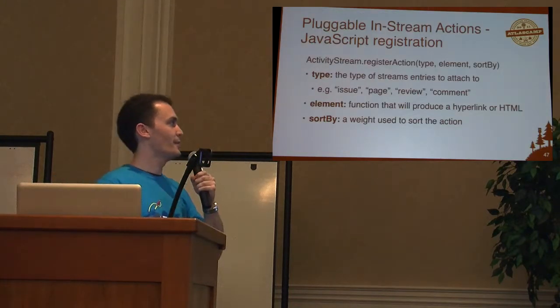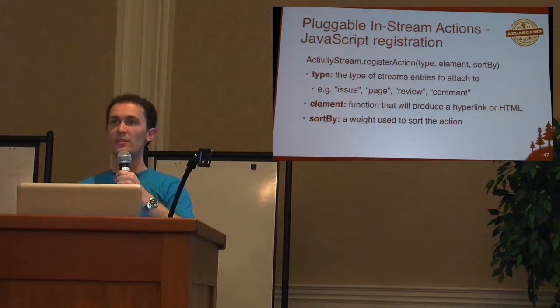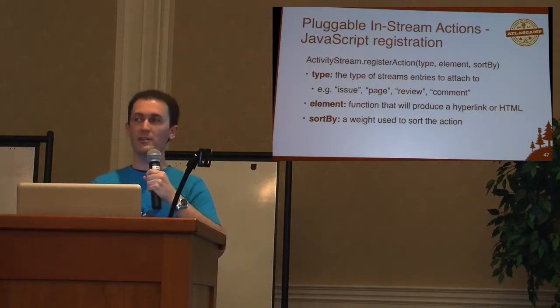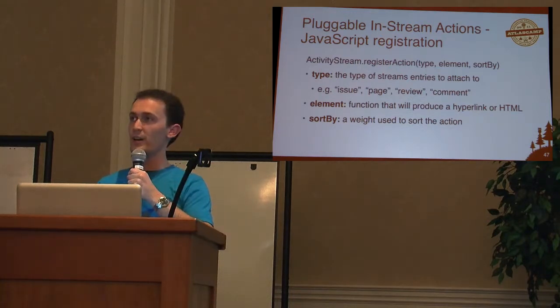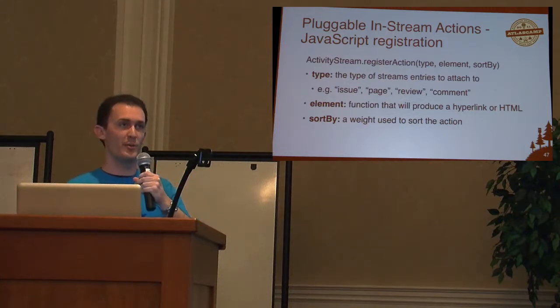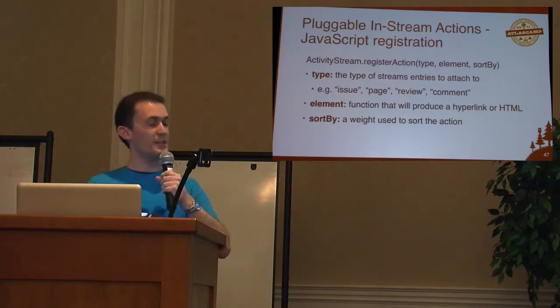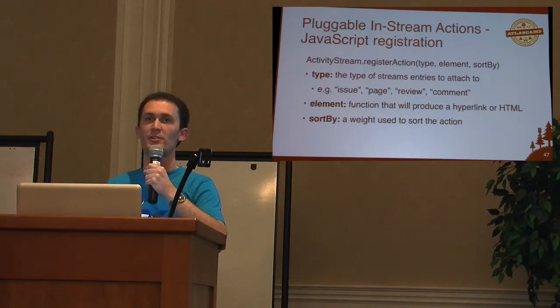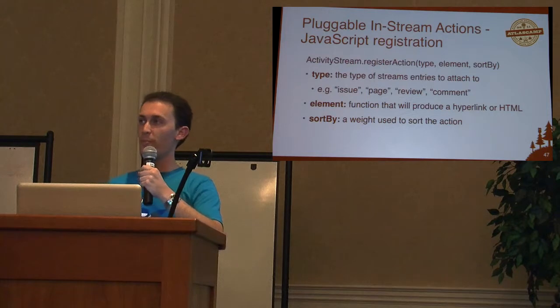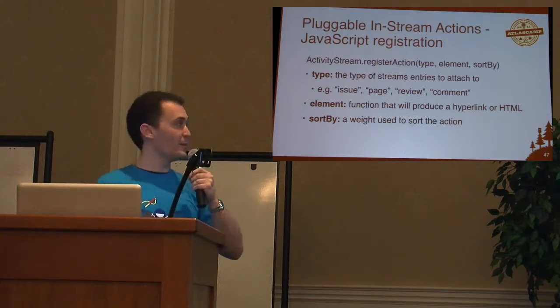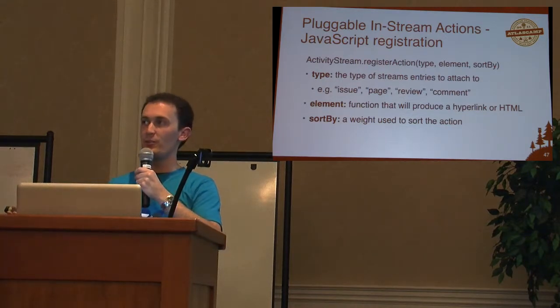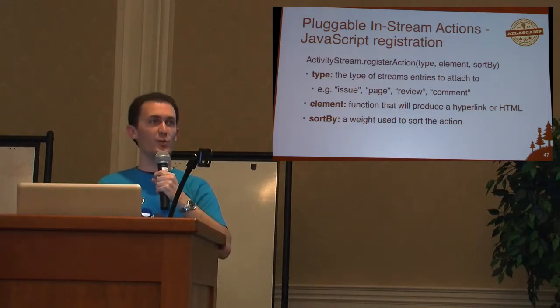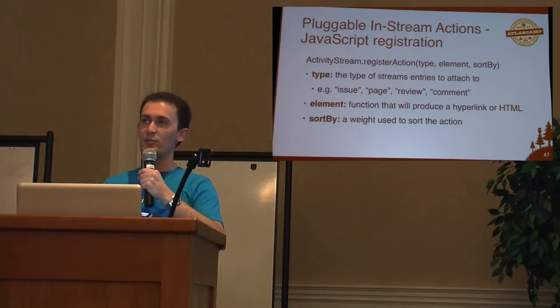So how did we implement this? The most important part about in-stream actions is registering your JavaScript action with the activity stream's JavaScript engine. To do so, all you do is call activitystream.registerAction. This method takes 3 parameters: type, element, and sort by. Type is the type of streams entry that you want to bind your action to. For example, issue, page, review, or comment. Element is a function that's going to produce your hyperlink or HTML or whatever you want your action to be rendered as. And sort by is a weight so that you can sort your in-stream action with other in-stream actions for that stream entry.